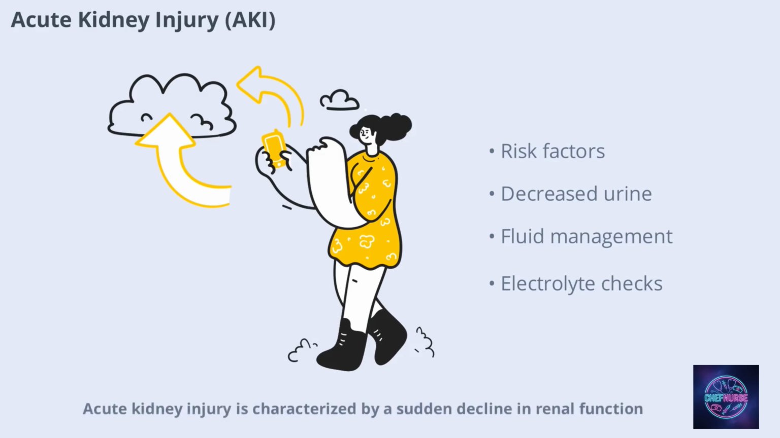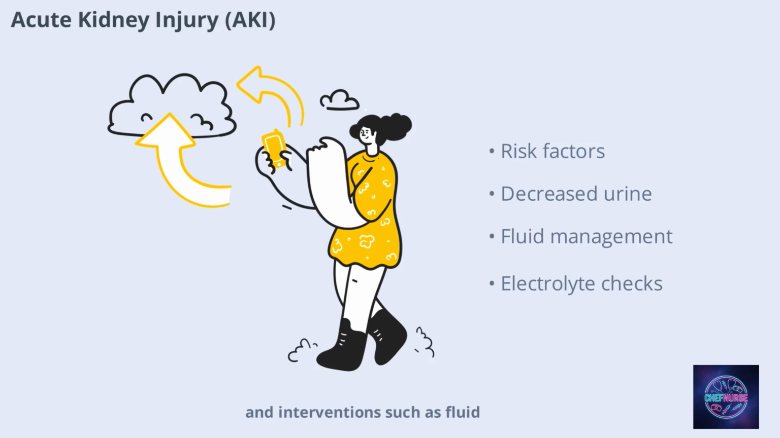Acute kidney injury is characterized by a sudden decline in renal function, often due to dehydration, medications, or sepsis. For the NCLEX, know the risk factors, assessment findings like decreased urine output, and interventions such as fluid management and monitoring for electrolyte imbalances.